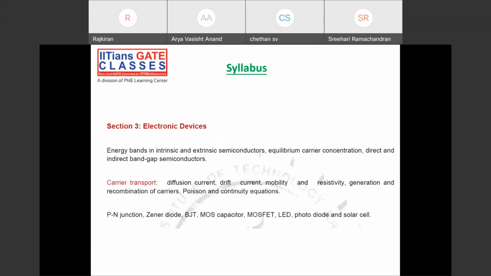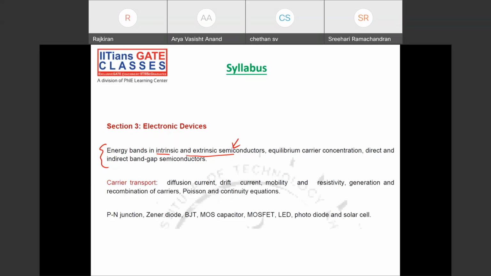So guys, this is the syllabus which I have taken from GATE. The most important thing in this physics part is this: we need to understand what is intrinsic and extrinsic semiconductor. What you will study in this is the carrier concentration of intrinsic semiconductor, and how by doping we can change the concentration or properties of the semiconductor.